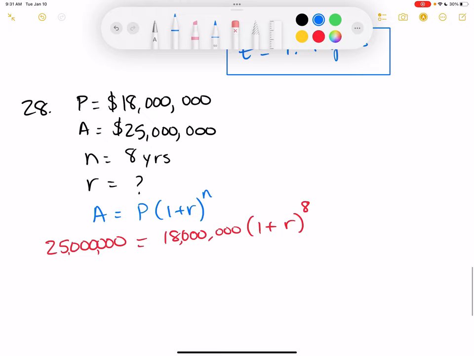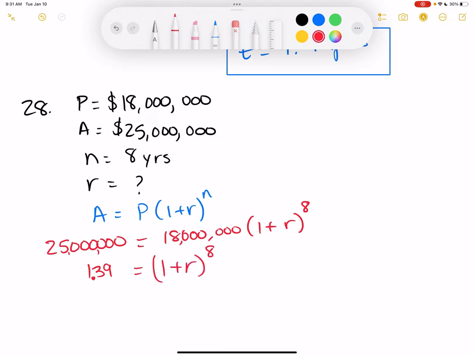So that's going to give me basically 25 over 18 because all the zeros are going to cancel, but somebody can figure out what that's actually equal to. 1.39. So 1.39 is equal to 1 plus R raised to the 8.